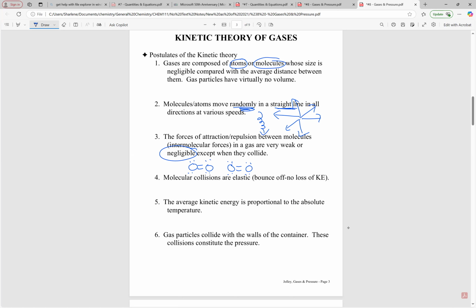Number four, the molecular collisions are elastic, which means if one gas particle hits another particle, they are going to bounce back off. It's the bubble visual. If you have two bubbles and they collide in the air, they almost attach to each other and they go wobble, wobble, wobble. Gas particles are not going to do that. They're going to bounce just like two separate balls. They're going to hit off each other and go in their directions, and neither of them is going to lose any kinetic energy.